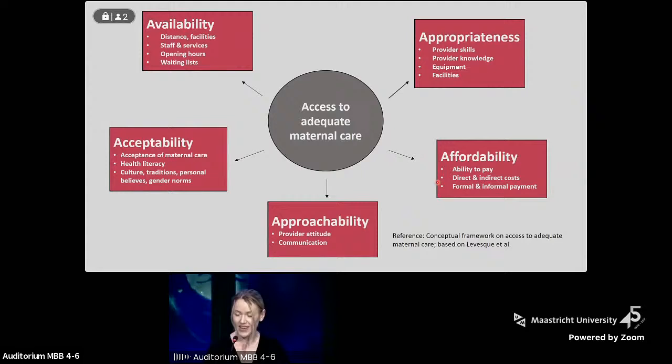Availability refers to the geographical distance and the distribution of healthcare facilities, the maternal care providers, and also the services available to women. It also refers to the opening hours and the waiting lists. Appropriateness refers to how care is provided in terms of provider skills and knowledge, medical equipment such as pharmaceuticals, and conditions of facilities. Affordability refers to the ability to pay for care and also refers to the formal and informal patient payments.